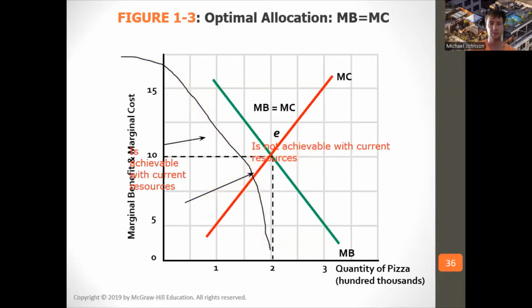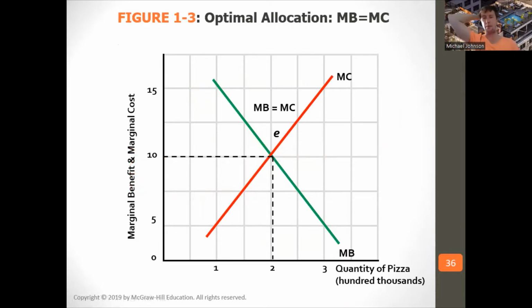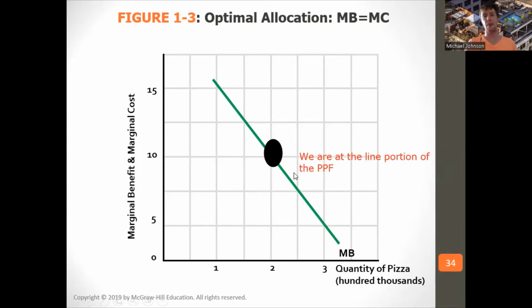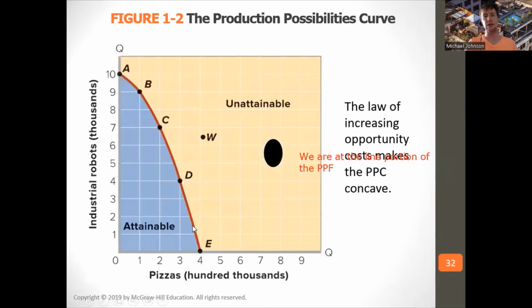Yeah, Justin got it. That's great. So increase in resources, you need that, or technology. If technology gets better, that will happen. So increase in resources or increase in technology. So here, when marginal benefit is equal to marginal cost, that's the most efficient point. So if we're here, we are at the line portion of the PPF. If we're here in the middle, when these lines hit each other, we're on this A, B, C, D, E line.